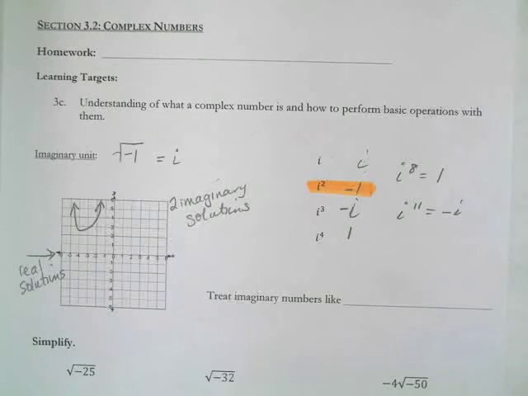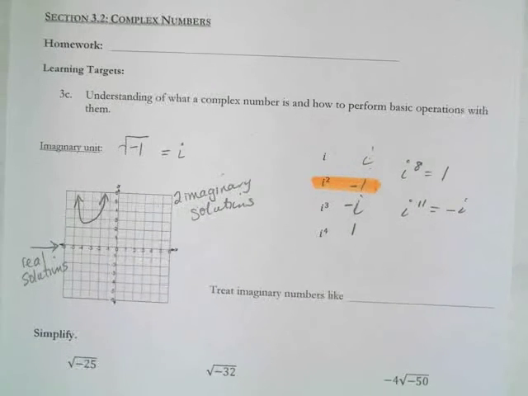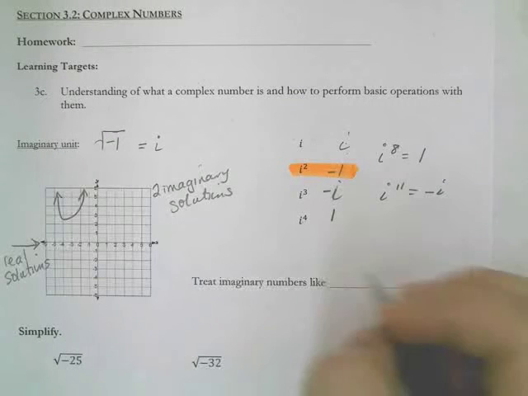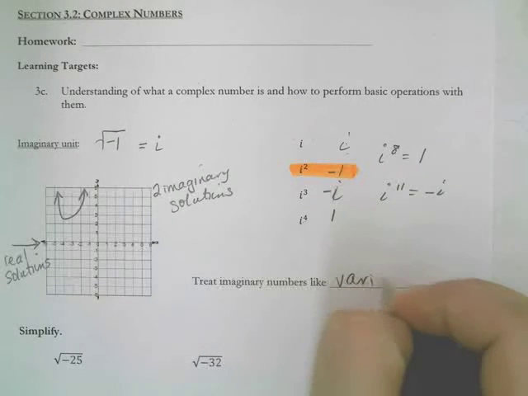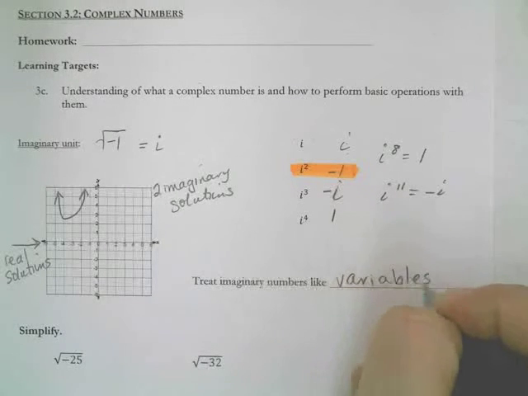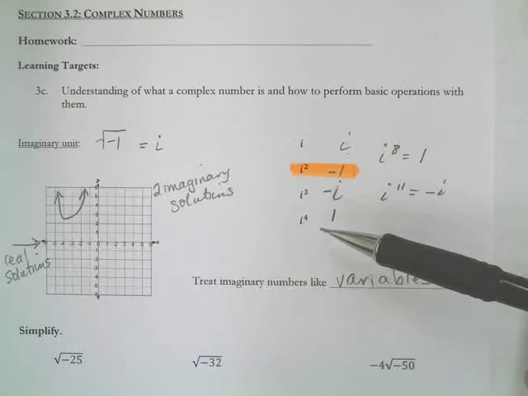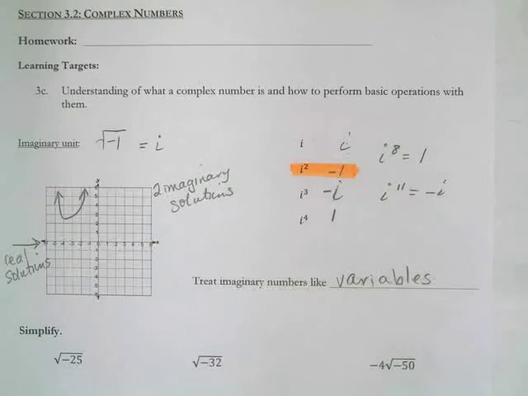All right, so there are several different things you have to be able to do with imaginary numbers. The main thing you need to know is that you just need to treat them like variables. The only time it's different is when there are exponents, and when there are exponents, you need to plug in one of these four things based on what it is. Okay, so the first type of problem we have is to simplify.